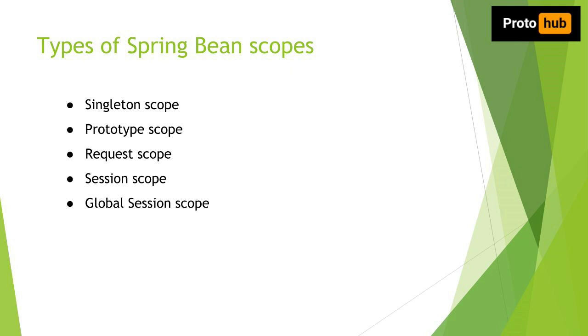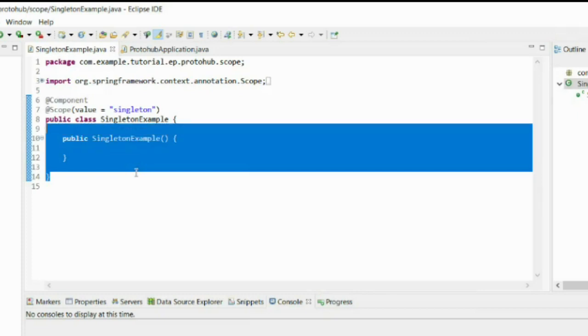They are Singleton scope, Prototype scope, Request scope, Session scope and Global Session scope. We will look into each scope with different examples. Now we will see the bean scopes one by one. First we will see Singleton scope.